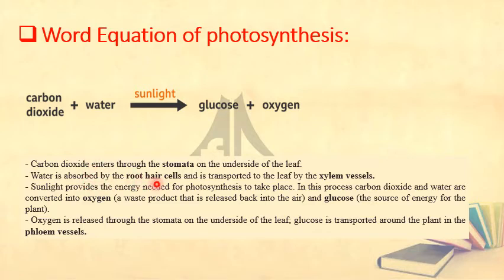And the water is absorbed by the root hair cells, and it is transported upward by vessels called xylem vessels. Later we will talk about them. The xylem vessels are responsible for transporting the water and the mineral salts, which form the crude sap, up toward the leaves, and the sunlight provides the energy needed for photosynthesis to take place. In this process, carbon dioxide and water are converted into oxygen as well as glucose.